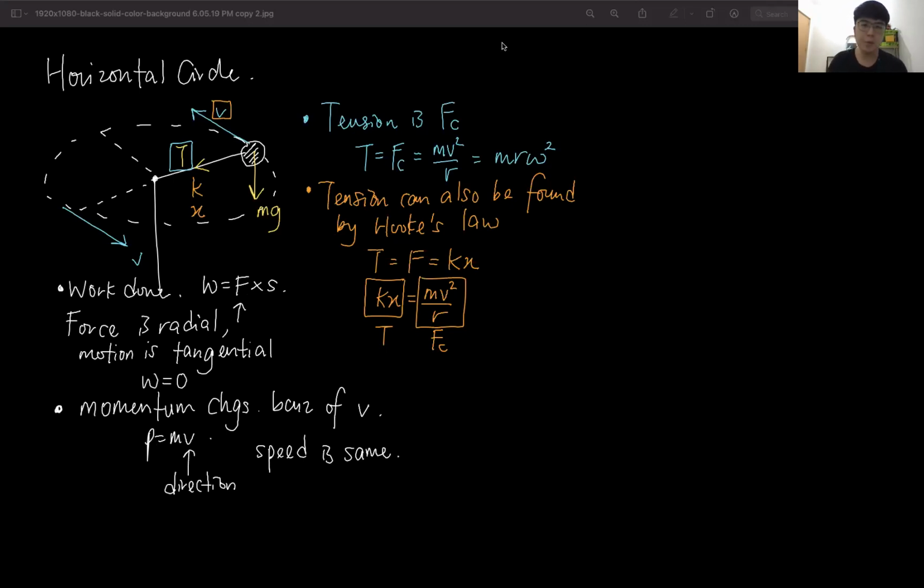And sometimes the question will also ask, how about the kinetic energy? Kinetic energy is constant, right? Because kinetic energy is half mv squared, and this v is speed. Kinetic energy is actually a scalar quantity. It has no direction. So since we are not dealing with directions, the speed is the same, and the kinetic energy is constant.